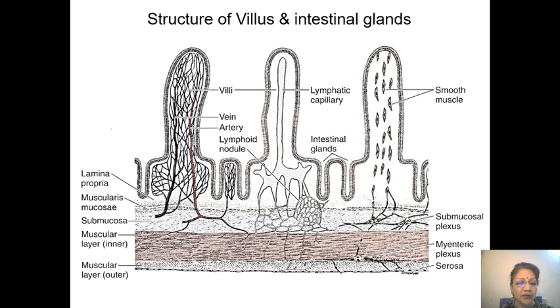Now these are called the crypts of Lieberkühn. I'll write that again in the next slide. But you remember that plica circularis is valves of Kerckring, and these intestinal glands were first described by a German called Lieberkühn and named after him. Crypts, because they are hidden.